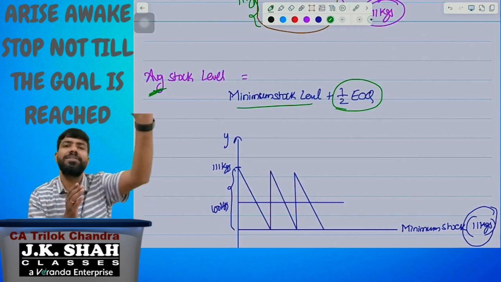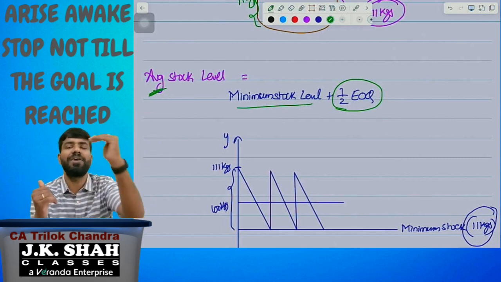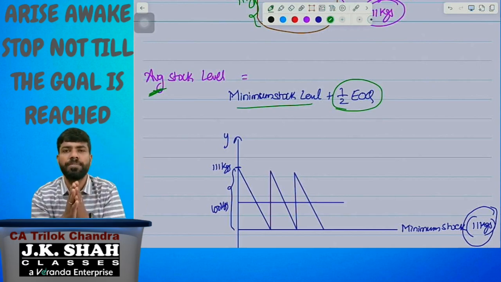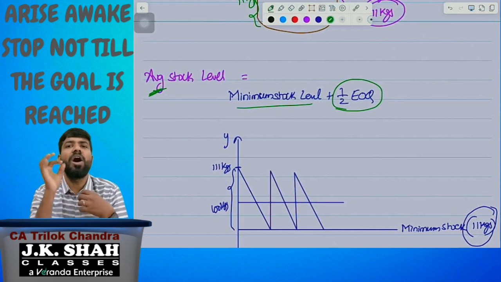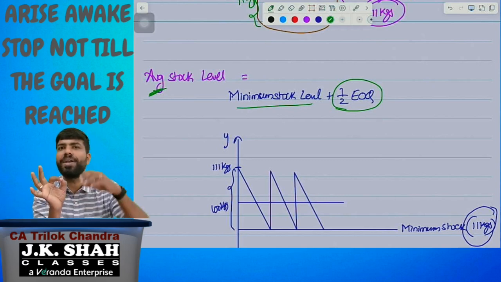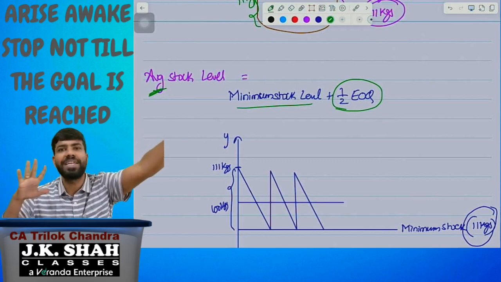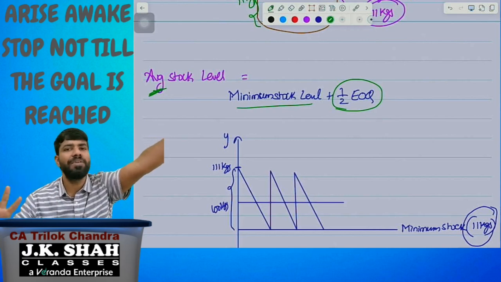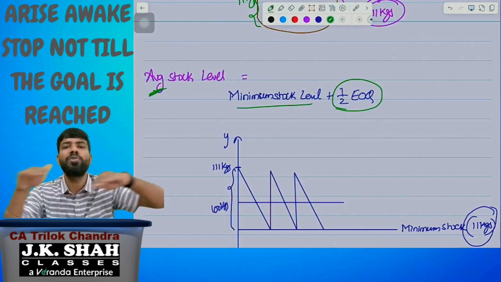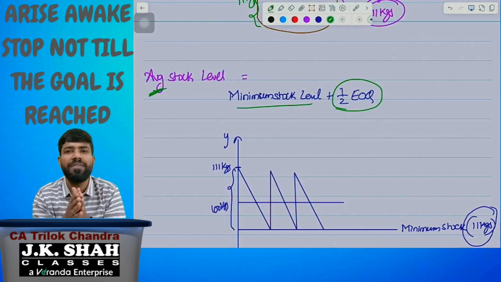Sometimes it will be 120 kgs, sometimes 20 kgs, sometimes 70 kgs, sometimes 30 kgs. There will be constant fluctuations. But what we need to know is the average. I don't want the extreme 120 kgs, I don't want the extreme 11 kgs. Maximum is 120, minimum is 11. I don't want to take the extreme, I want to know the average. How to know the average?